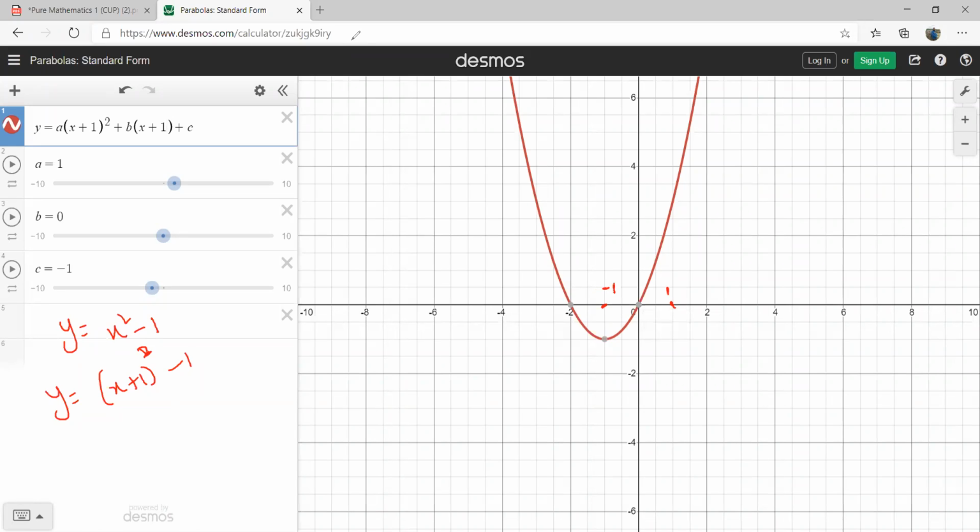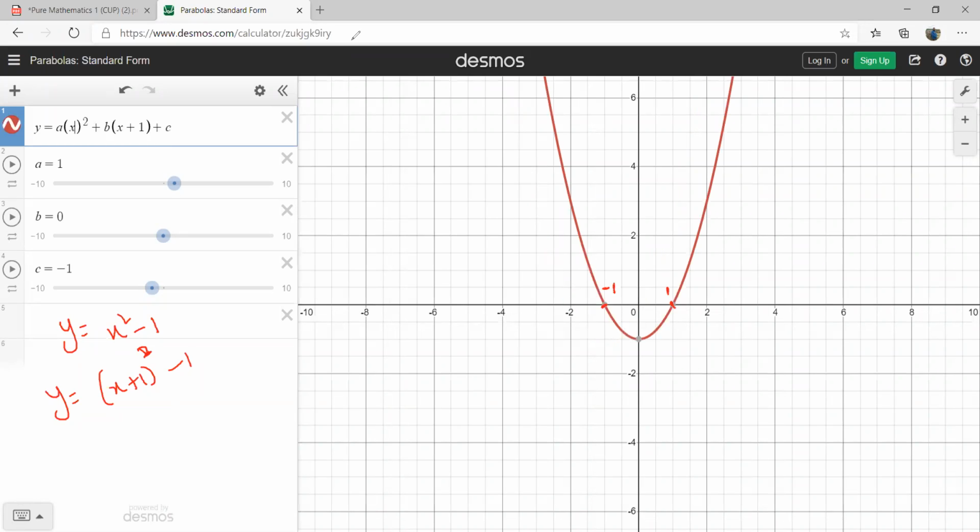Okay, now see, let me make this b 0 again. Basically, b is 0, that is why there is no impact of this bx over here. Anyhow, now once again we have got this back, y is equal to x square minus 1.